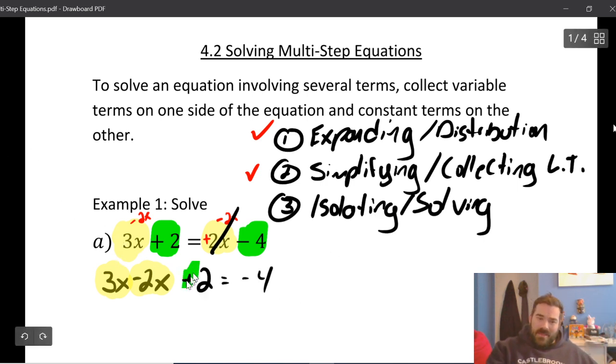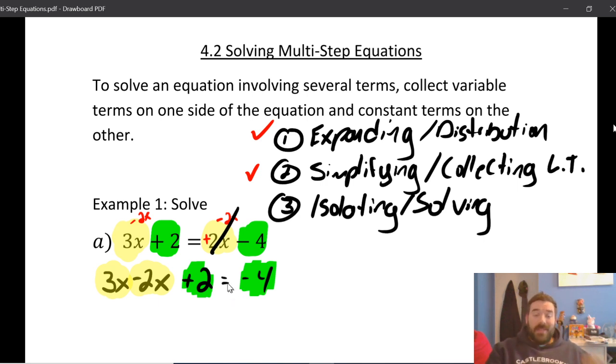I still have this positive 2 and this negative 4 on opposite sides of the equal sign from each other. And they don't want to be far apart, they want to be together because they're like. So I'm going to do the same thing I did with the x terms. I'm going to get rid of either the 2 or the negative 4. Now, before I decide what side I'm going to put them on, let's look at our third step. Our third step is to isolate. And what we're going to do is get the terms with the x all by themselves on one side.